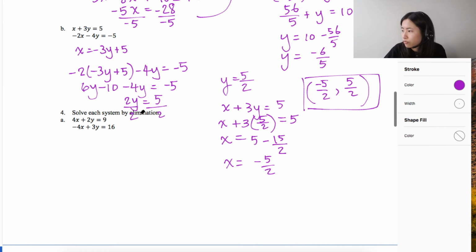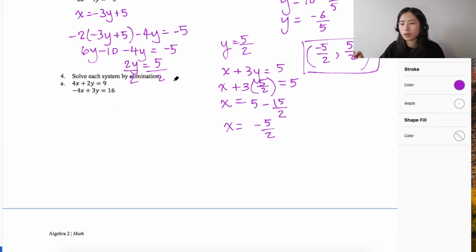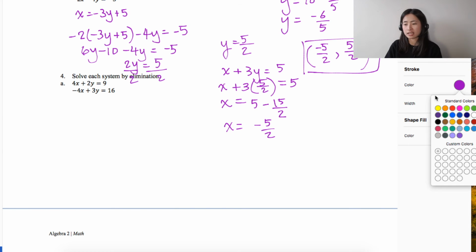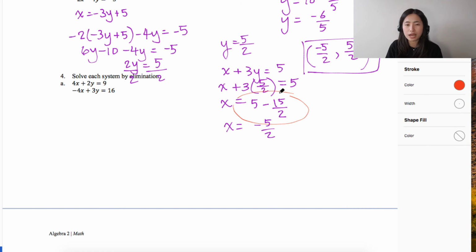Okay, so for number 4, now we need to solve each system by elimination, right? Oh, and also, I think this is a good concept to go over, because I notice people who are taking the SAT, because you're probably in high school, that's why you're attending my class, right? So let's say you don't have a calculator.